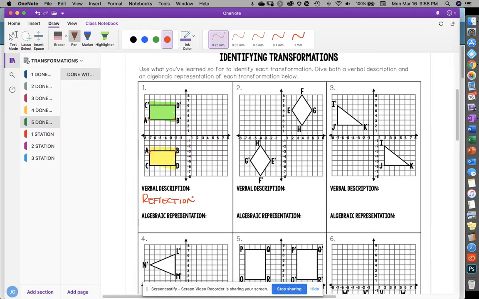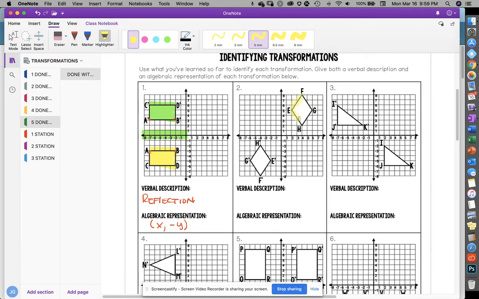So this image flipped upside down. And since it went over the x-axis, then I know my rule: my x will stay the same, but my y's become opposites. All right, let's look at the next one.